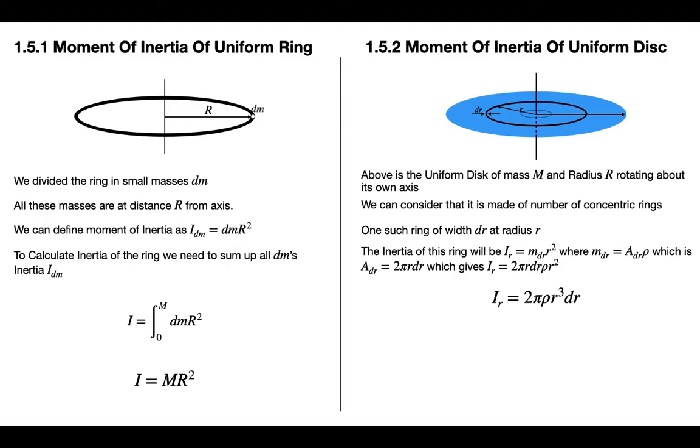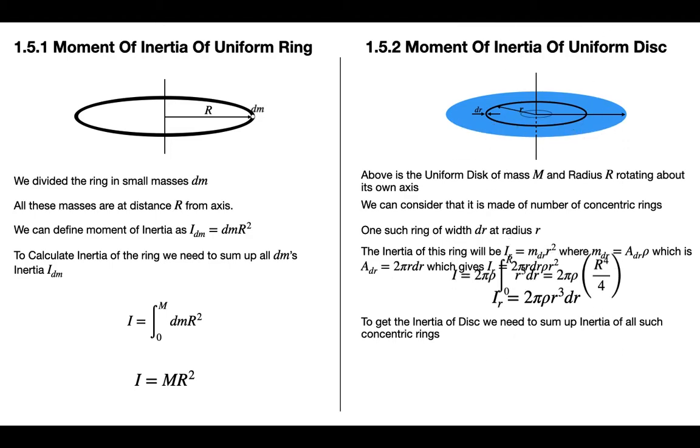As you calculate the moment of inertia of a uniform ring with the same formula, you get IR is equal to 2 pi rho r cube dr. Now if you want to calculate the total inertia of that disk, you just have to sum up the inertia of all such concentric rings. So you can easily write I is equal to 2 pi rho, which is a constant, and radius varies from the axis 0 to the outer periphery r, of r cube dr. This gives 2 pi rho r to the power 4 by 4.